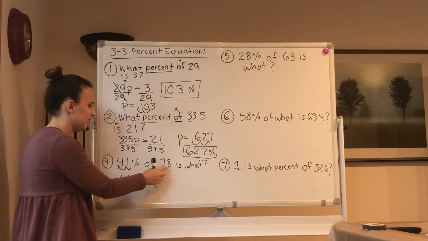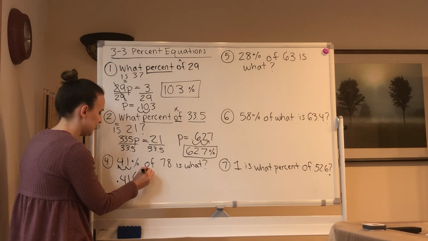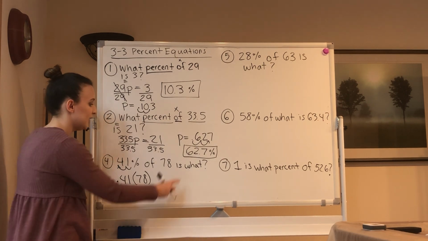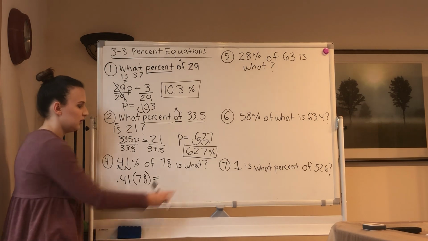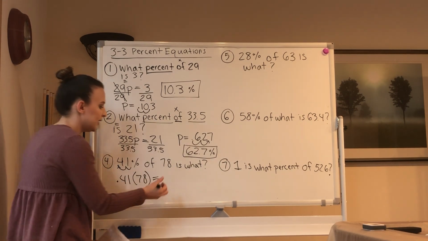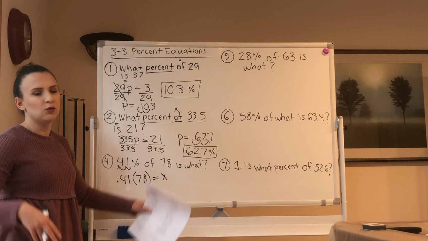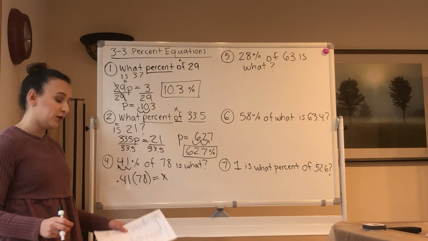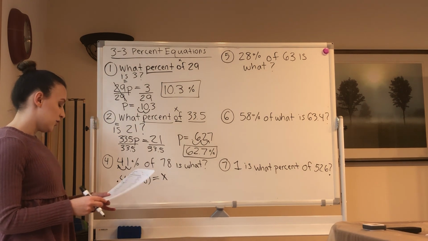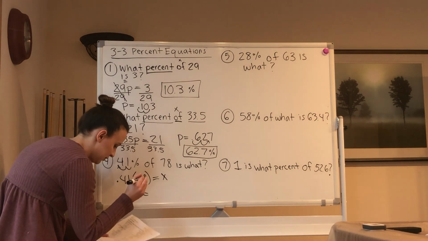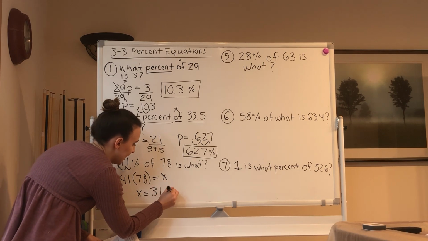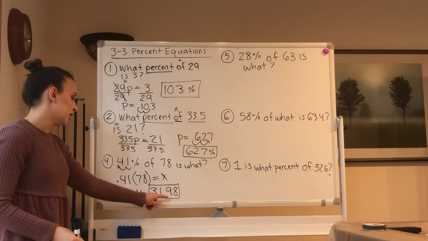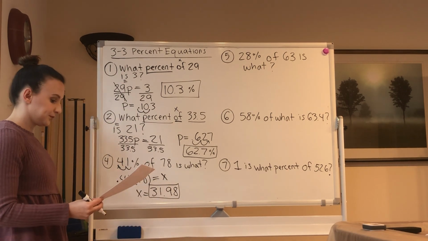of, we need to multiply 78, so we're multiplying times 78. I'm putting it in parentheses to show that these are multiplied together. Is equals what? I don't know what, so let's call it x. Or n, or whatever you want. Now you're going to do 0.41 times 78 in your calculator, and you're going to get x equals 31.98. And you can leave it like that. It didn't ask for a percentage, you're looking for a number here, so just leave it like that.